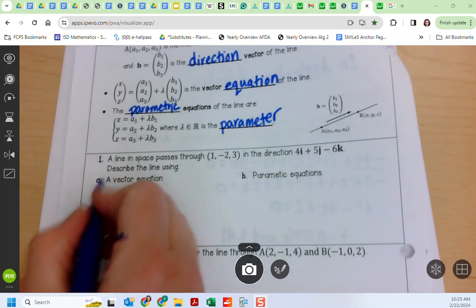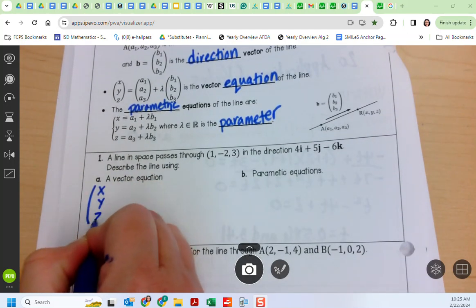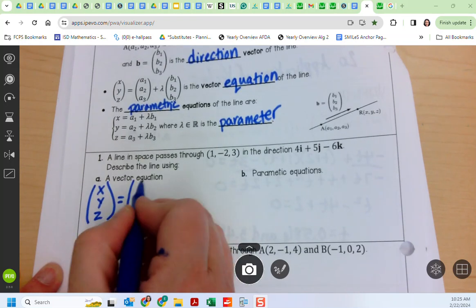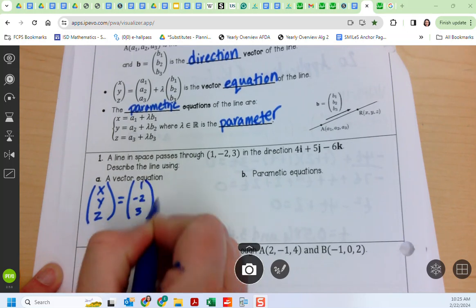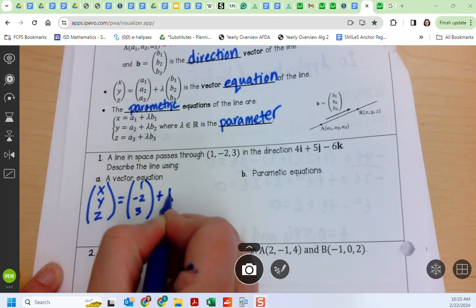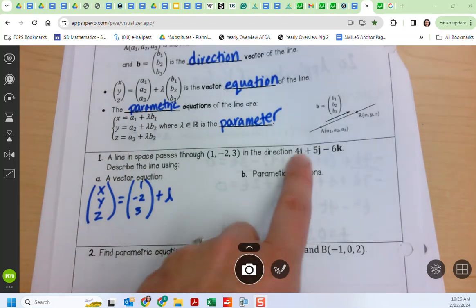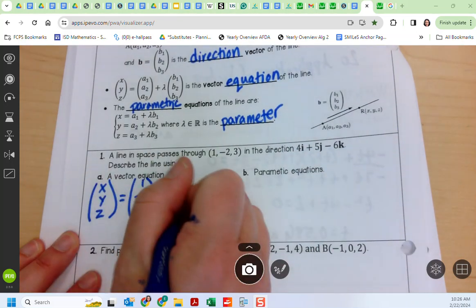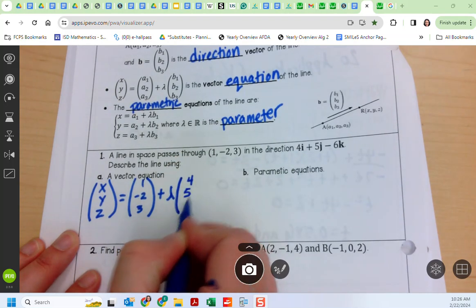So x, y, and z are going to be the variables, and it's going to equal your starting point, 1, negative 2, 3, plus lambda. Remember I told you lambda just comes up a lot because it's our parameter, times your direction vector. So even though the direction vector is written in unit vector form, we need to write it in column form: 4, 5, negative 6.